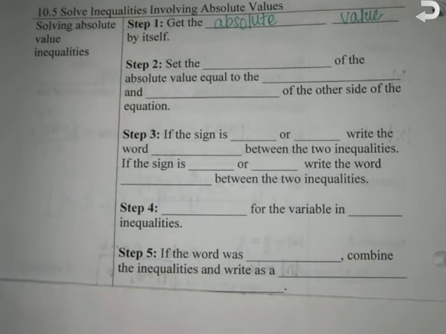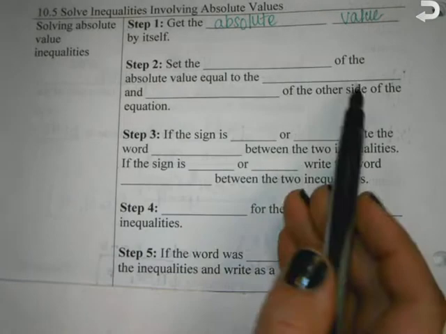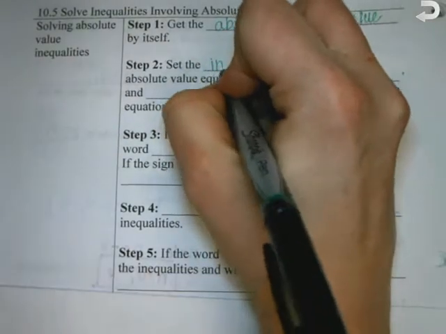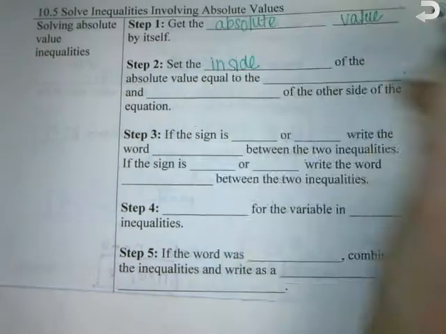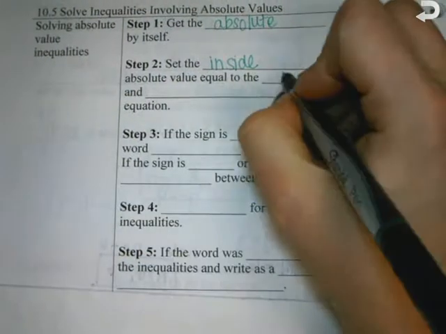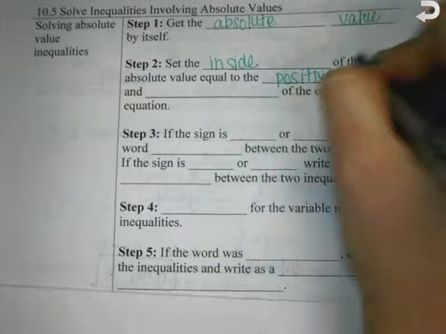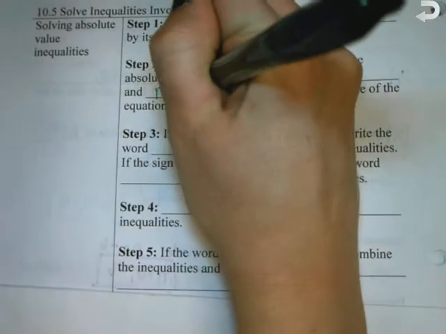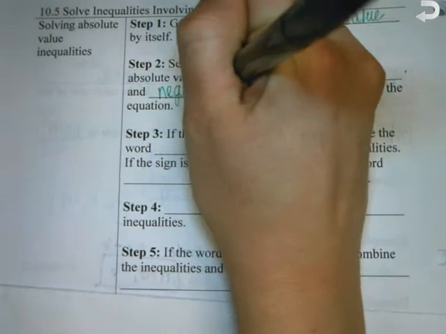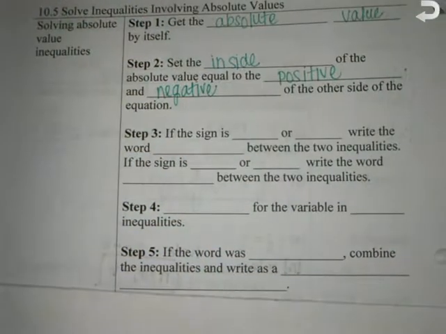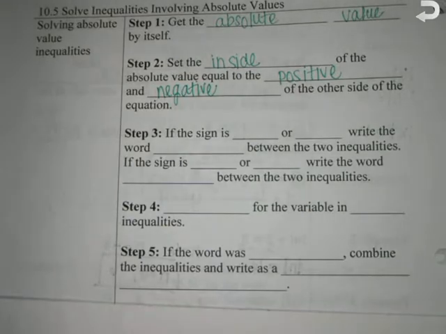Step 2, we need to set the inside of the absolute value equal to the positive and negative of the other side, just like we did before. So after we get absolute value by itself, we're going to set it equal to the positive whatever and the negative whatever. Okay? But we have special rules because of the signs. So I need everybody to pay attention really quick.